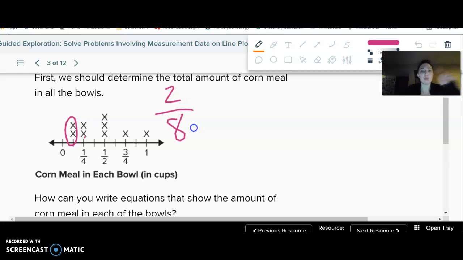Here and here, I have 1/4 and 1/4. So that's 2/4. But actually, I think it's easier if I think of them all as eighths. So like this is 2/8. That's 3/8. There's none there. This is 4/8. 5/8. 6/8. And then 8/8. So then I can figure out how many eighths I have.